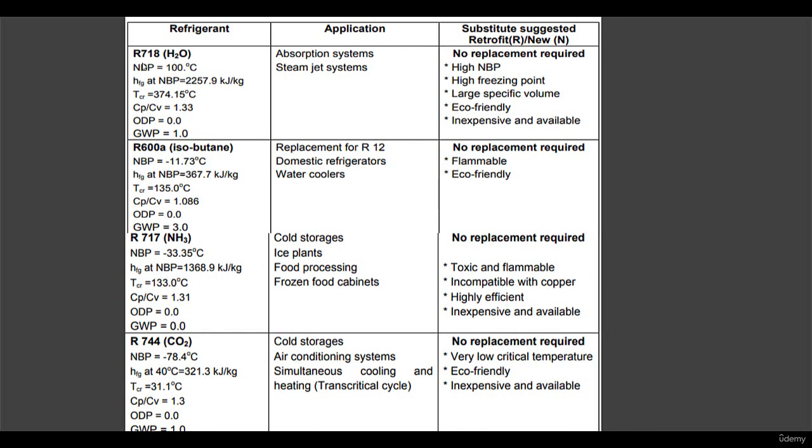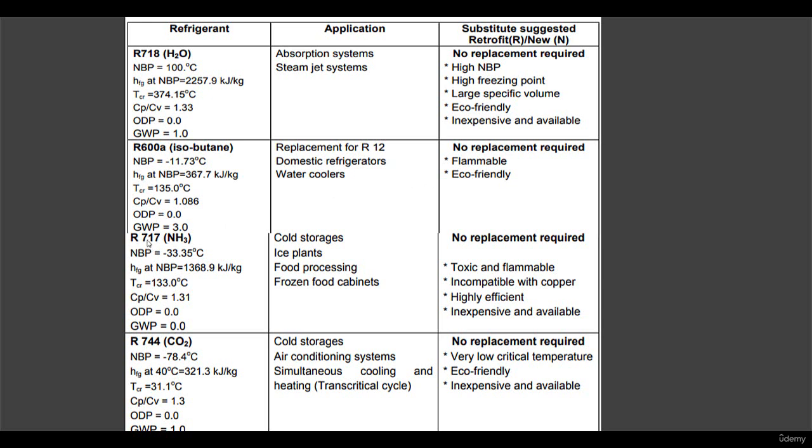We have other refrigerants like R718. This is used in absorption systems and steam jet systems, and it also doesn't require any replacement. Then we have R600a. This is also a replacement of the R12 refrigerant. It is used in domestic refrigerators, water coolers, cold storage, etc. But this refrigerant is flammable, though eco-friendly.